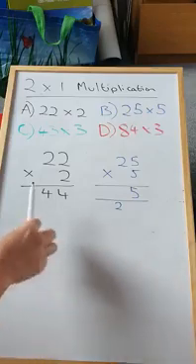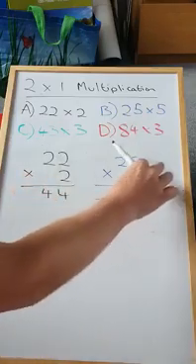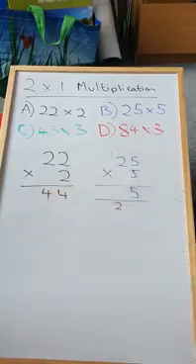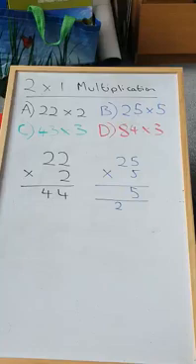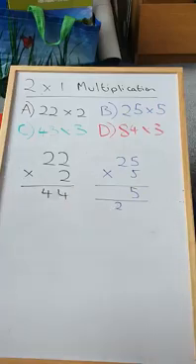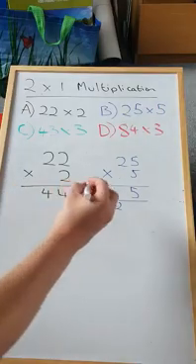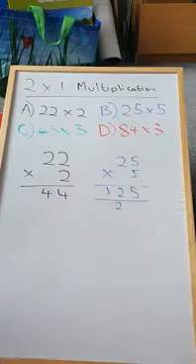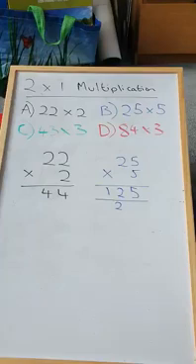And then, just like we showed you on this example, we then do this sum here. So this sum here is 2 times 5. 2 times 5 is 10. And then we need to add the rest on. So 10 add 2 is 12. So our answer to that one, we write in our 12. And our answer to that one, 25 times 5, is 125.